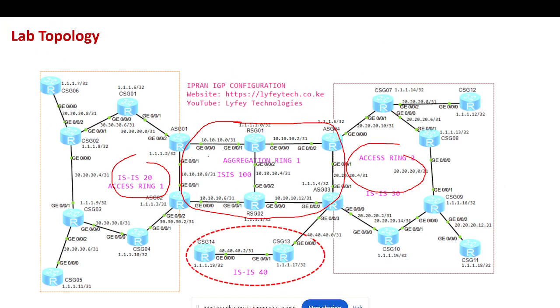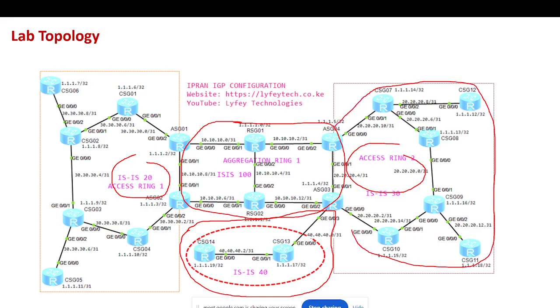And then in a network, definitely we have the rings. In terms of the topologies, we have the rings. You can see that here we have a chain. So this chain, we are also configuring a different ISIS process for this chain, separate from the one that we are deploying for these 2 rings. So you can see that from this topology, we have access ring 2, we are giving it ISIS 30, and then access ring 1, we are giving it ISIS 20, aggregation ring 1, we are using ISIS 100.